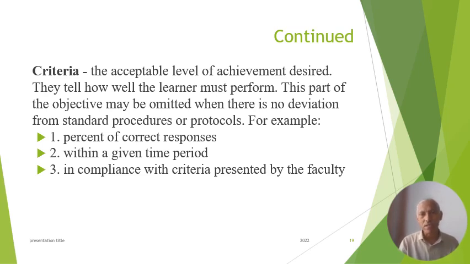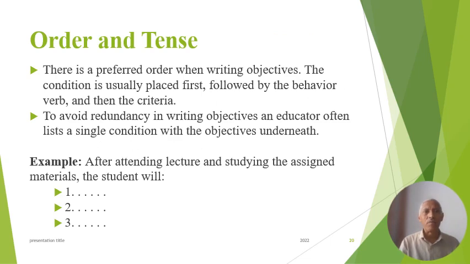Okay, this could be some of the ways you can set a criteria. Now, the order of tenses: when you write your learning objectives, it has an order. For the most part, it will be condition, performance, criteria. So this is the order. Condition will be there, then performance, and then the criteria.